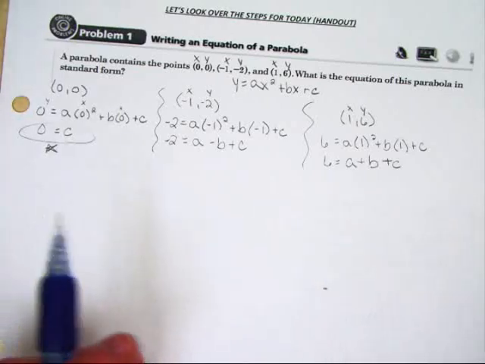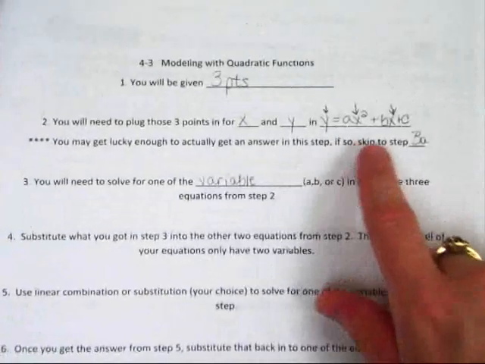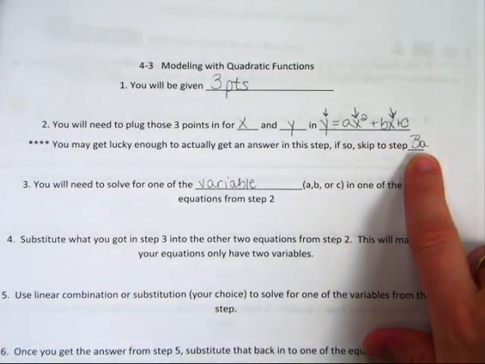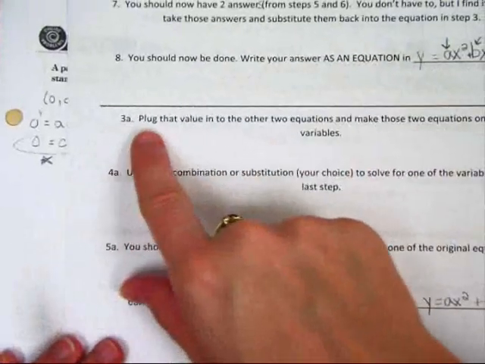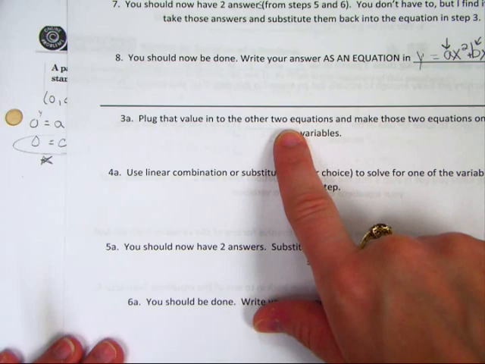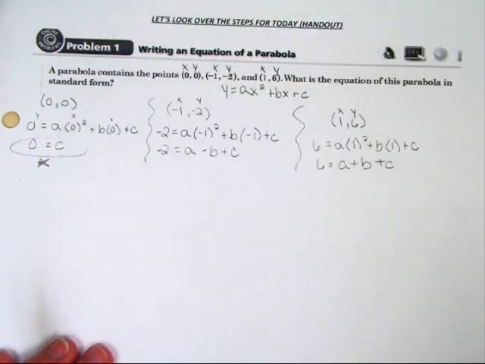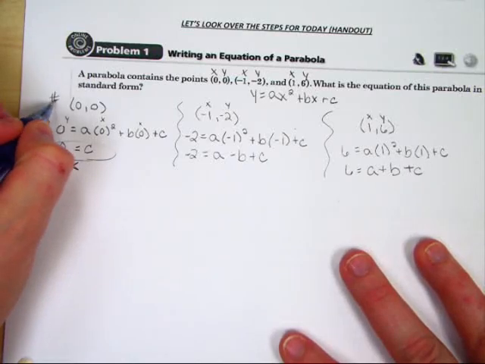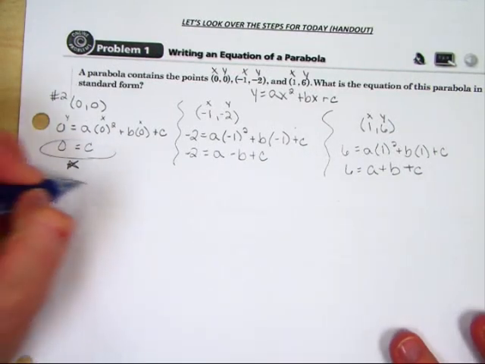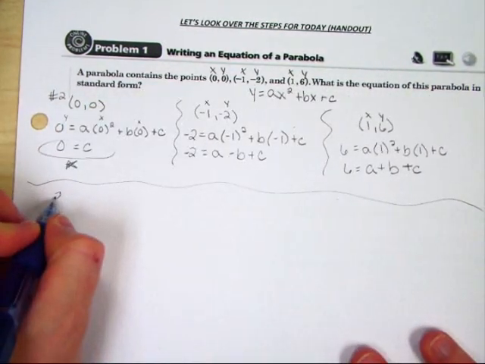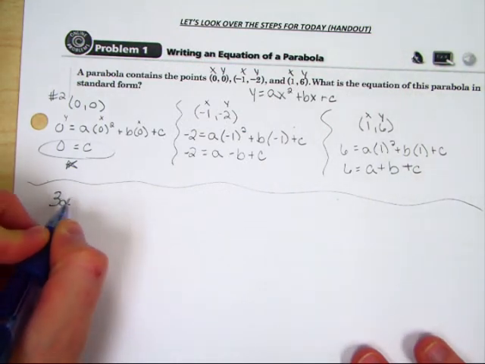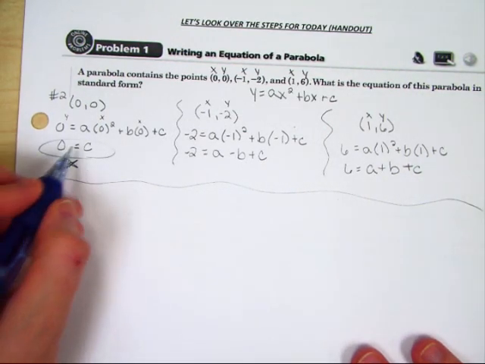All right, now I'm going to follow my steps. I did get lucky, so I did get an answer, so I'm going to skip to step 3a. 3a: plug that value into the 2 other equations and make those equations have only 2 variables. All right, here I go. If you're following, this was step number 2, and because this was a special case, I'm going to follow steps from 3a. 3a said to take that answer.